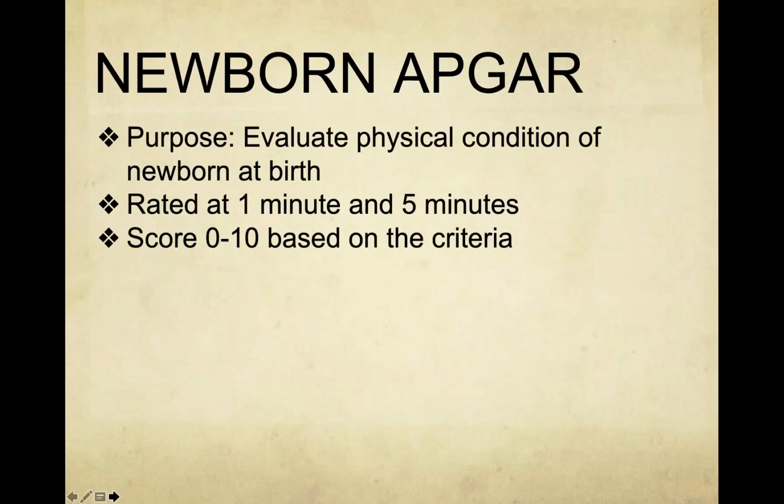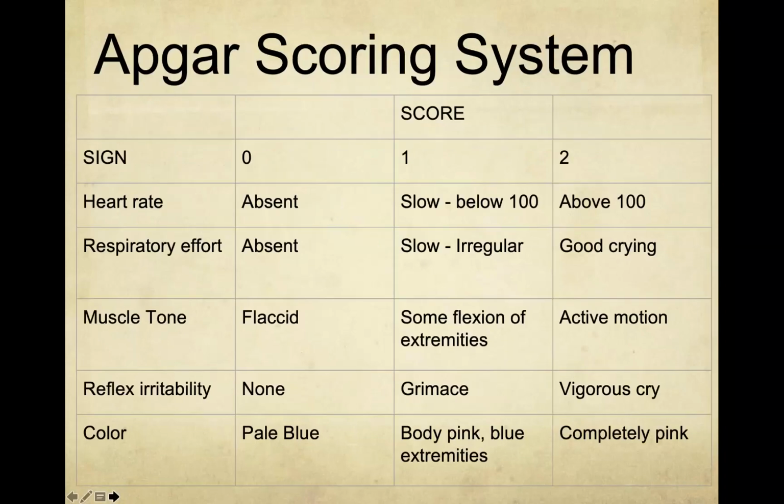APGAR, your newborn APGAR score, is used to evaluate the physical condition of the newborn at birth. They're rated at 1 and 5 minutes, based on a 0 to 10 scale. Make sure you have it memorized. I will not be giving this to you. It'll be assumed that you know what's on your APGAR score.